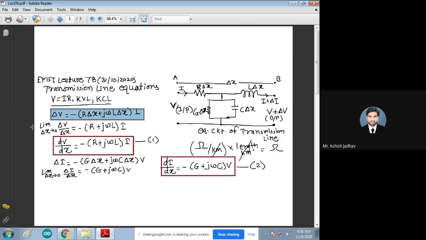Now if you take the limit as delta X tends to 0, delta V upon delta X is equal to this, which is nothing but a derivative with respect to x. So dV by dx is equal to minus (R plus j omega L) times I. Let's say this is equation number 1. Similarly, we can go for finding dI by dx. So dI by dx we have obtained here is equal to minus (G plus j omega C) times V.